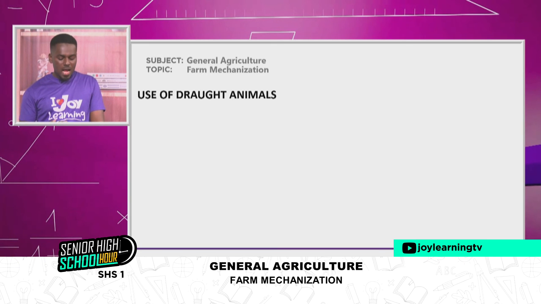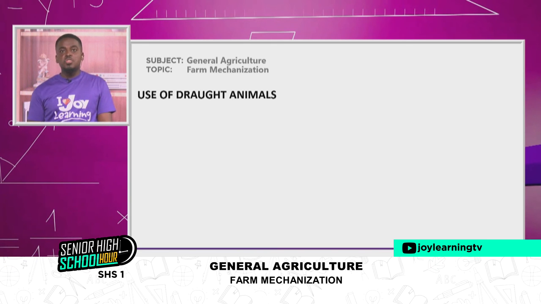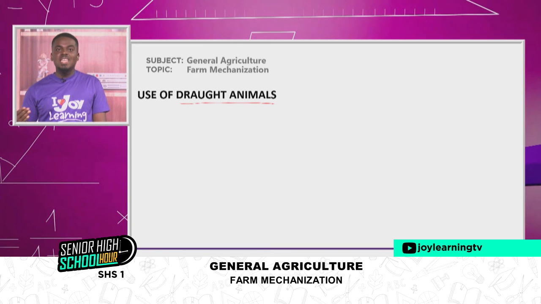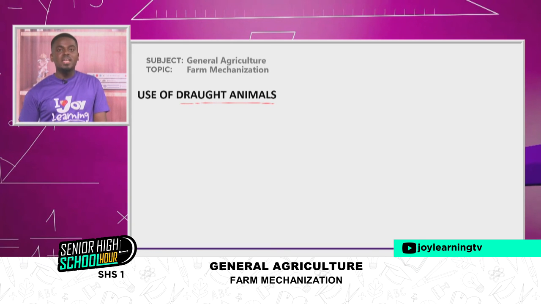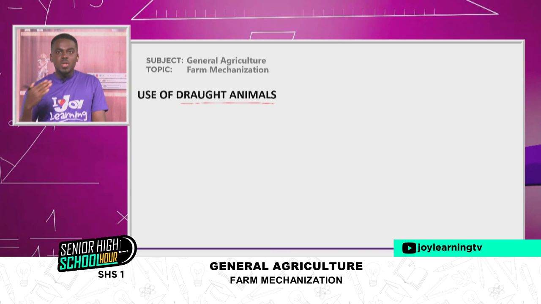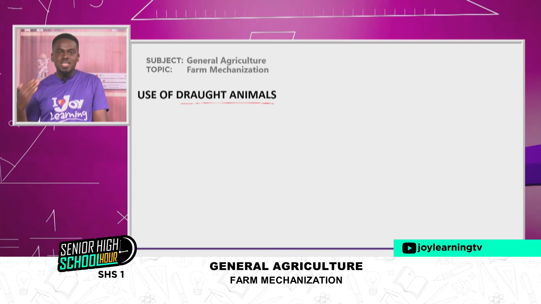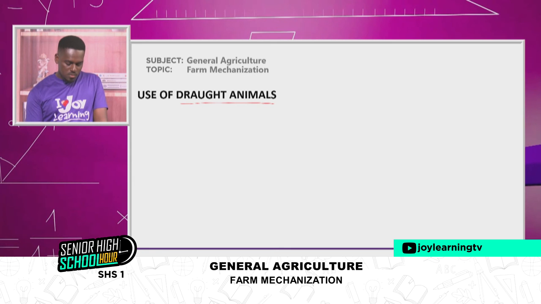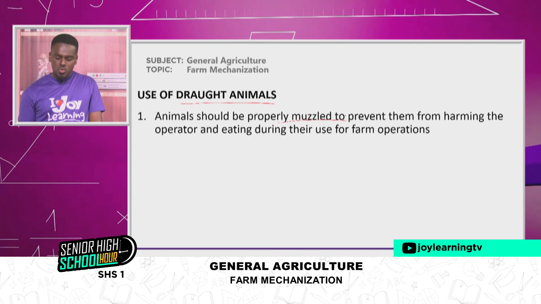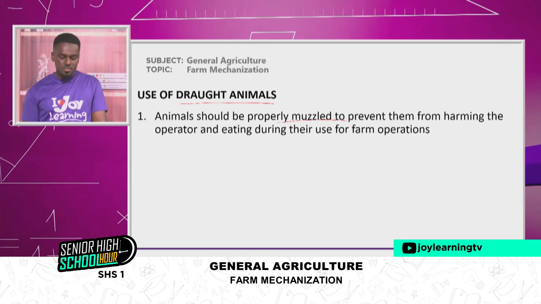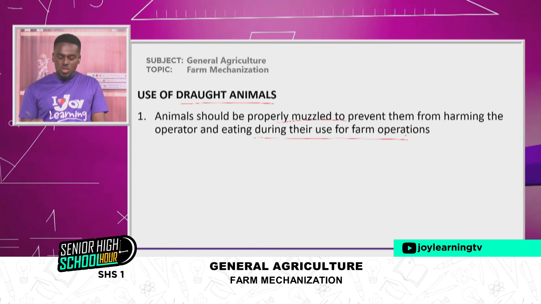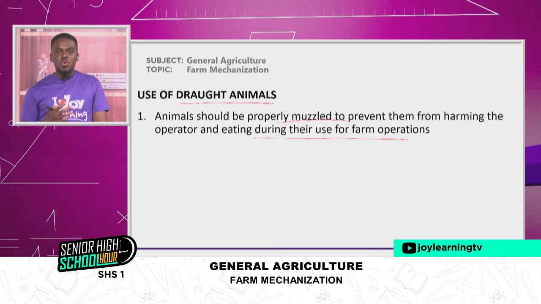Now let's look at how to use draught animals. And draught animals refer to animals that we use in carrying out our farm activities, like plowing, conveying goods from the farm to the house, to the market. When you are using these animals, what are some of the safety measures you need to take? Number one, animals should be properly muzzled to prevent them from harming the operator and eating during their use for farm operations. You don't want the animals to be feeding.